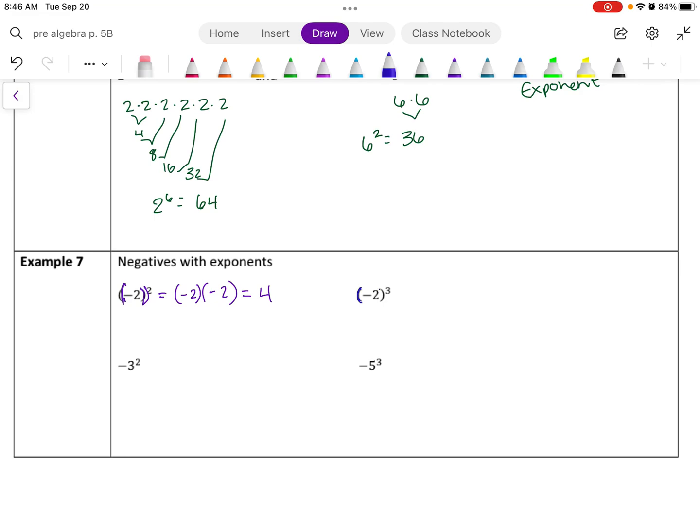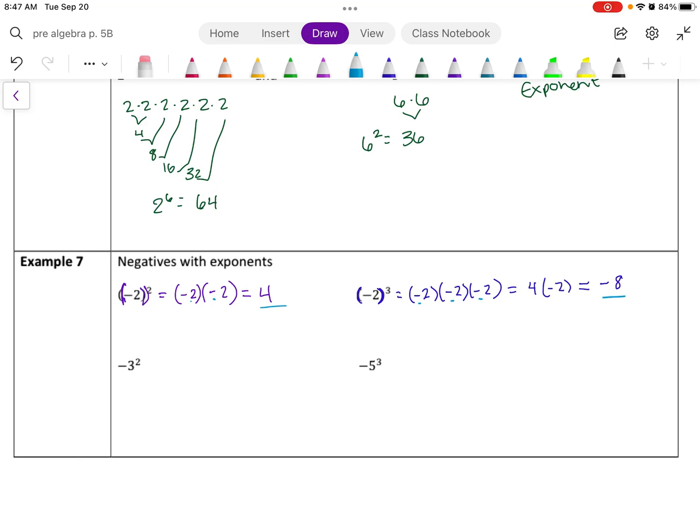Negative 2 cubed, well, then we have those parentheses around negative 2. It's saying we're taking negative 2 three times. So negative 2 times negative 2 would be positive 4, and positive 4 times negative 2 is negative 8. Notice that when we had an even number of negatives, we had a positive answer. When we had an odd number of negatives, we had a negative answer. That should always happen.